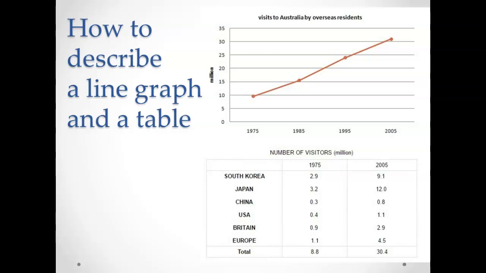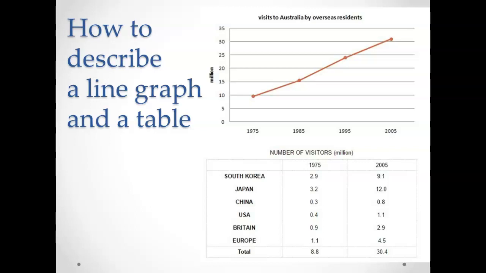So, as I've taught you before, make sure you think about who, where, when. Also think about how you might answer how much, how many. So it is the number of visitors. And here you can see this refers to millions. So 15 is not 15, it is 15 million.